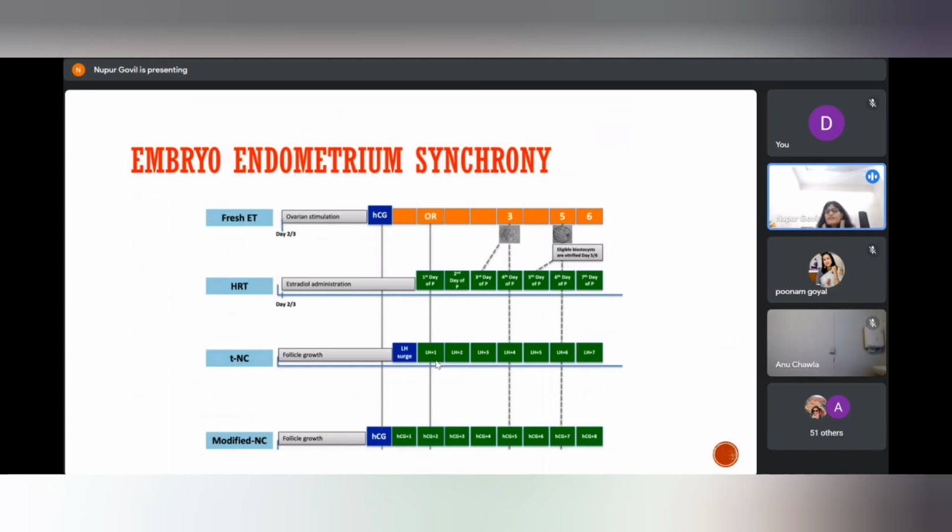Embryo endometrial synchrony is very important. Transfer of the embryo based on the start of progesterone is very important. The day 3 embryo, as already discussed, should be on the 3rd day of progesterone or 4th day, and similarly day 5 embryo, on the 5th day to 6th day of progesterone.